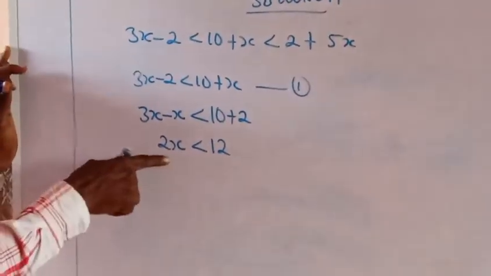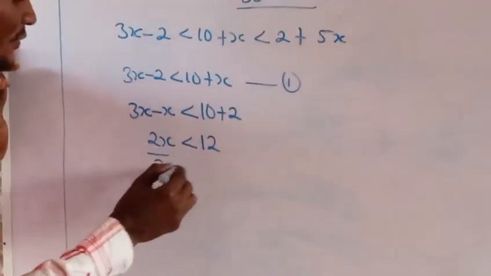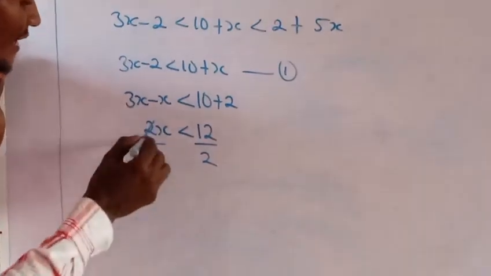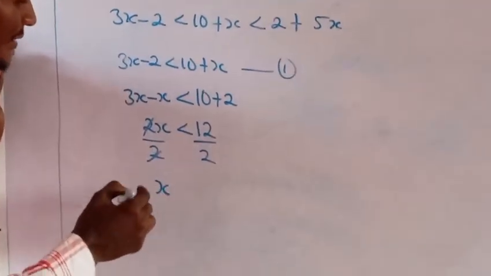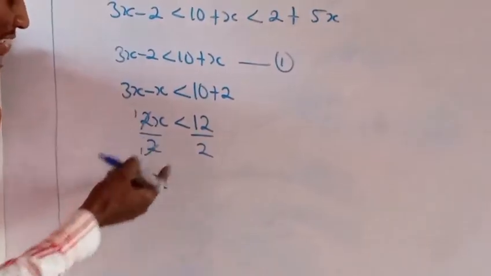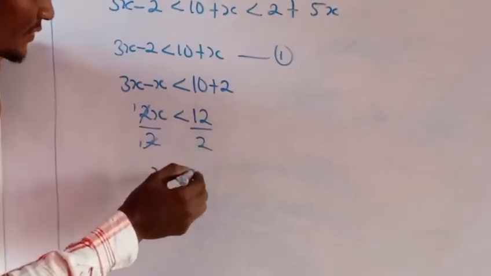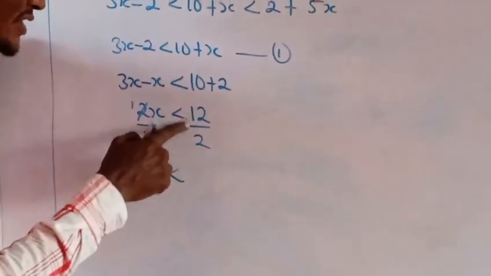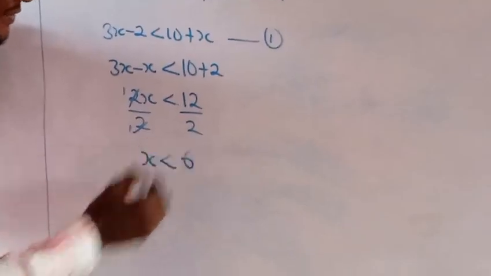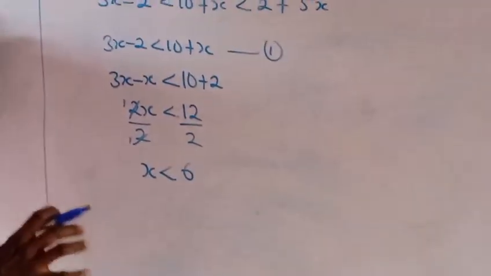Now you can divide both sides by 2. Dividing 2x by 2, the 2 cancels out, and you have x. That is 1 times x, which is equal to 2x divided by 2, less than 12 divided by 2. The answer is 6. So this is the first part of the question.